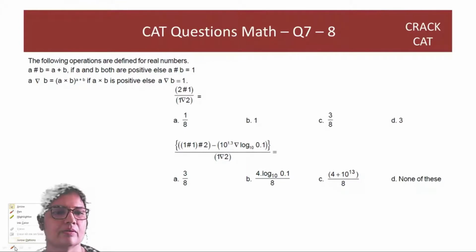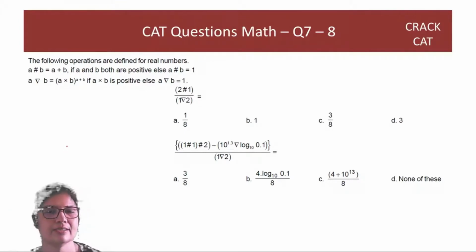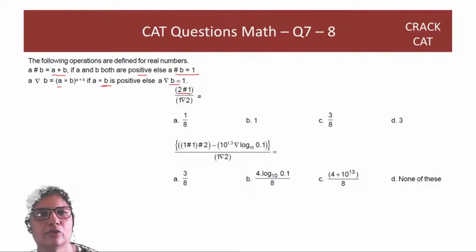Questions 7 and 8 are defined for real numbers. A hash B is A plus B if both are positive, else it will give you 1. And A triangle B is this if the product is positive, else it is 1. So let's start off with 2 hash 1. In 2 hash 1 both are positive, so I'll do A plus B, so I get 3.